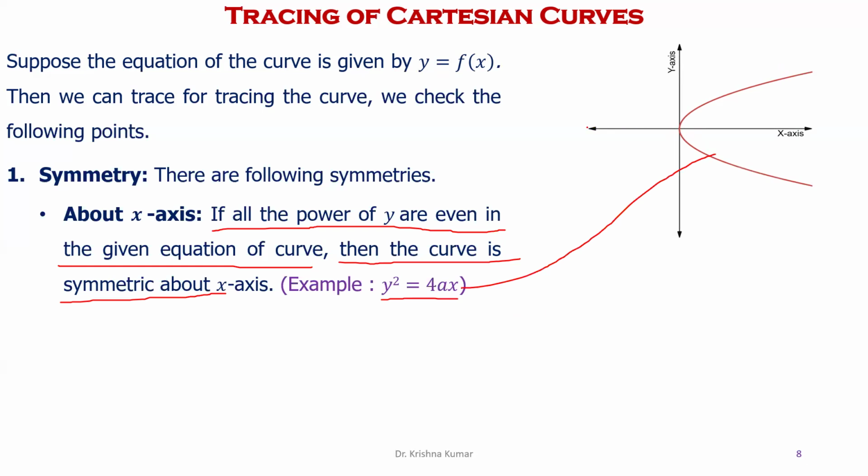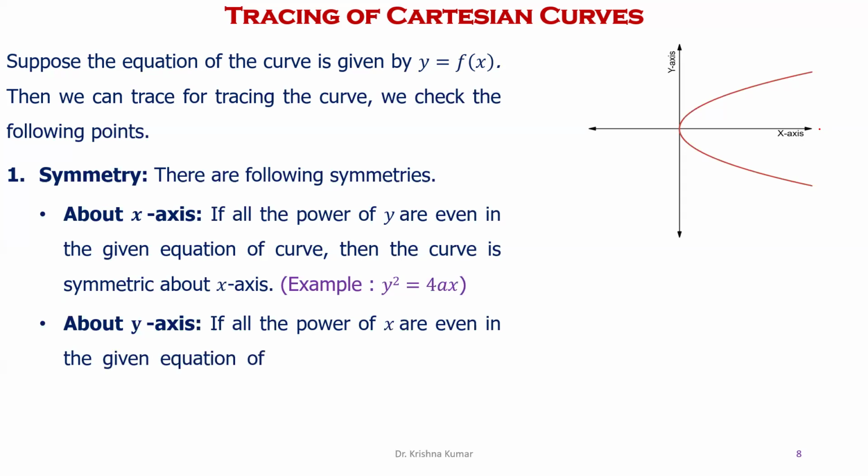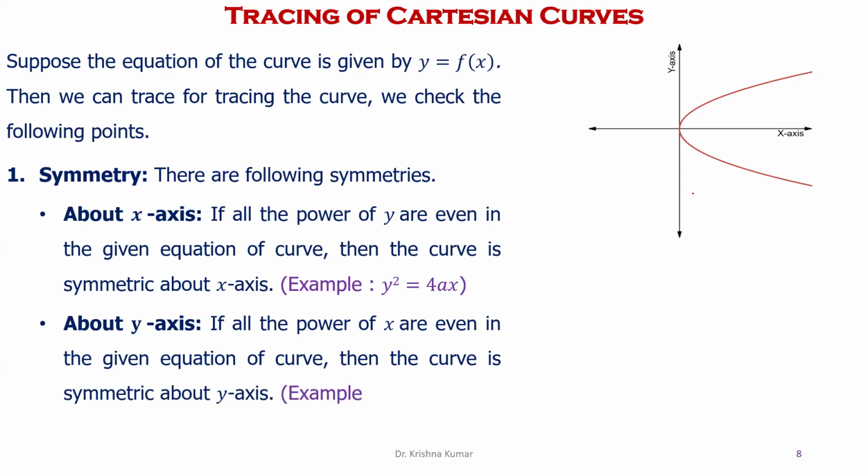So now let's just look here. This is the x-axis. And now if we fold this parabola through this x-axis, the two halves will cover each other. So now this parabola is symmetric about x-axis. The second is about y-axis. If all the powers of x are even in the given equation of the curve, then the curve is symmetric about y-axis.